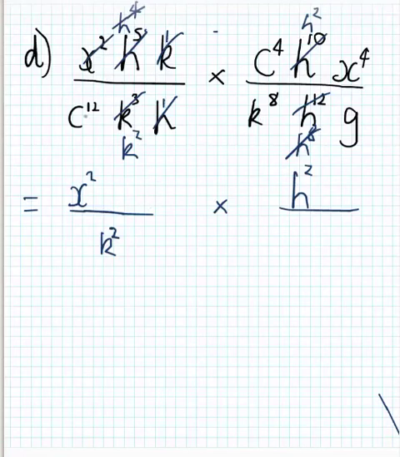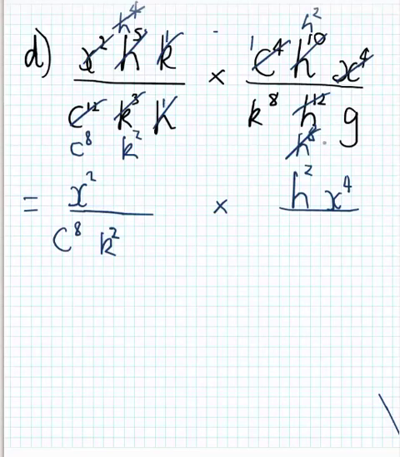I haven't crossed off my c's yet, so that can be next. I've got 12 c's on top and c to the power of 4 up here. So I can take away my smallest amount, which is 4. That becomes a 1. And 12 take away 4 is c to the power of 8. And that's on the bottom. I still have the extra power of 4 here. I forgot to write it down before, so I'll do that now. And that's on top. Now I can cross it off.